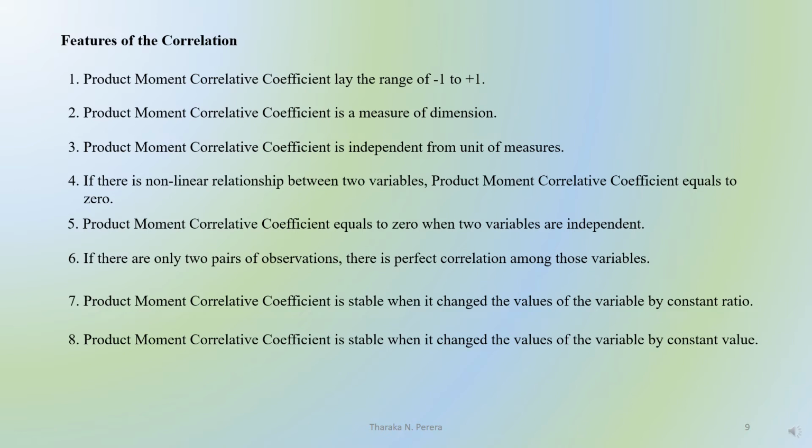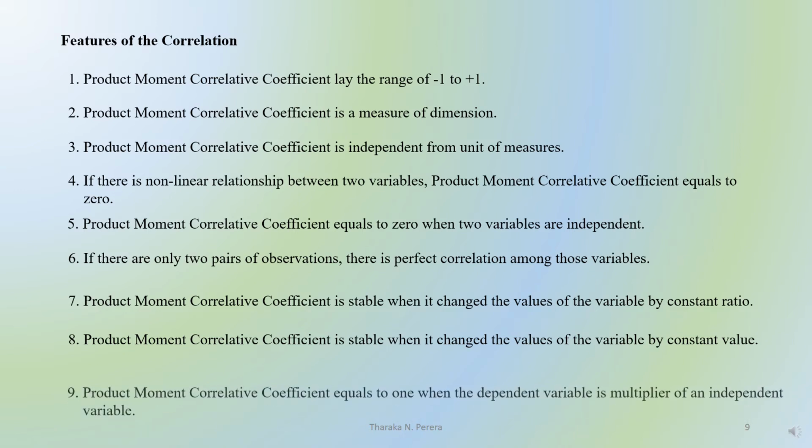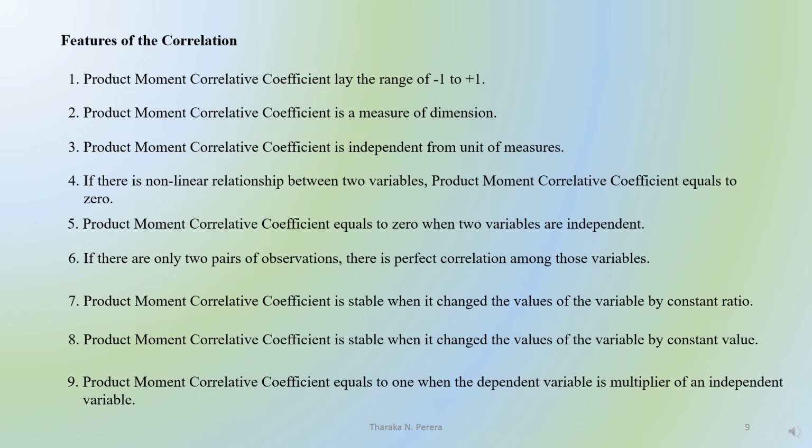And the last one, the product moment correlation coefficient equals 1 when the dependent variable is a multiple of the independent variable. As an example, suppose the x values are 1, 3 and 5, where the y values are double of x. That means here the y values are 2, 6 and 10. Here the correlation between these x and y variables should equal 1.